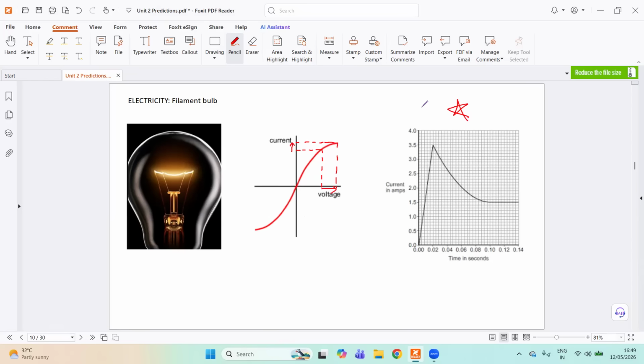So this is a current-time graph for a filament bulb. There used to be a very common question back in the day: when is a filament bulb most likely to break? When it is switched on or later? The answer is always when it is switched on, because when it is switched on, you see there is a spike. Current drastically increases. And according to P equals I squared R, as current increases, the power dissipation also increases. So it heats up the most when it is first switched on.